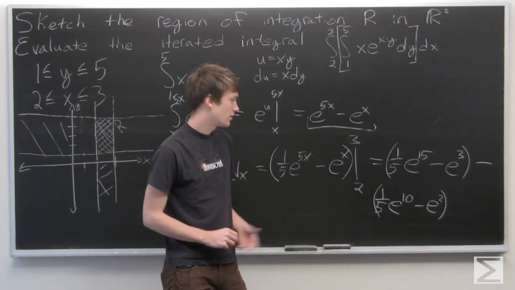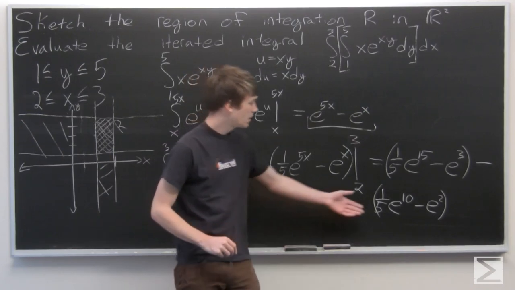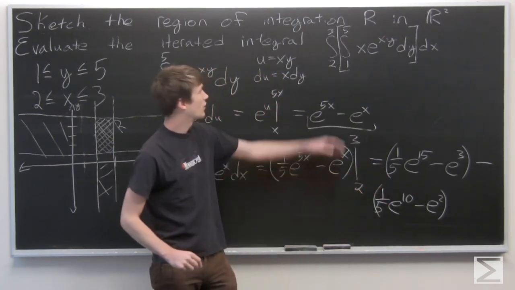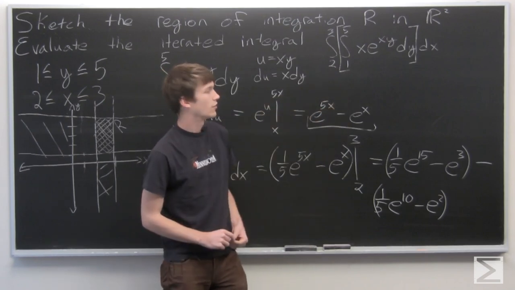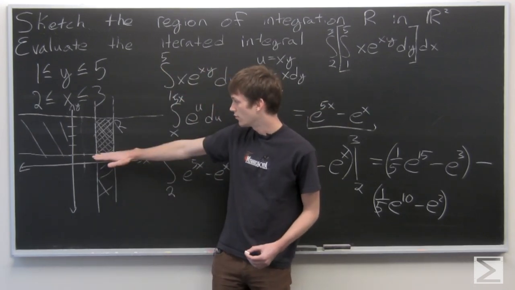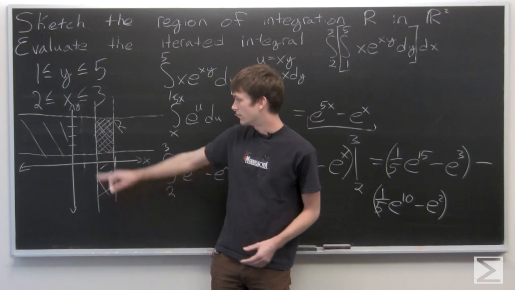So we can just go ahead and leave it in this form, and that's the value of our iterated integral over our region of integration R, which is this rectangle in the first quadrant.